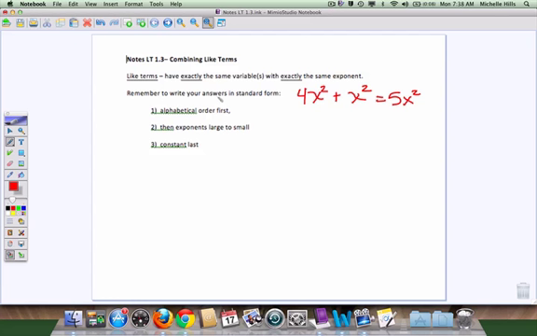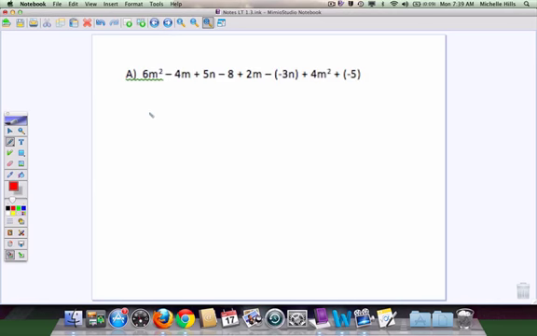The rule for standard form is alphabetical order first. So if I have two different variables, a's and b's, all of my a terms would go before any of my b terms. Within my a terms, an a to the third power would go before an a to the second power before an a to the first. And the very last thing, after I've written all of my variable terms, is the constants, so a term that doesn't have a variable at all.